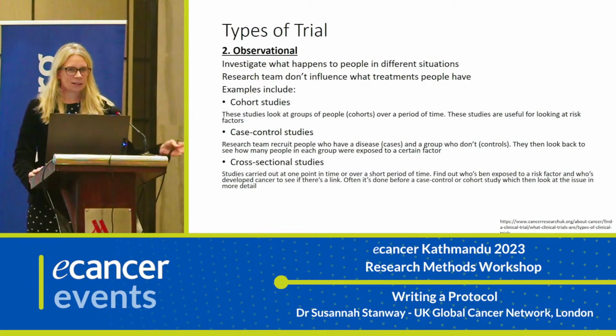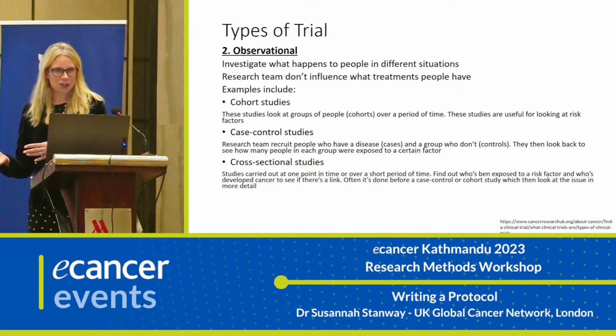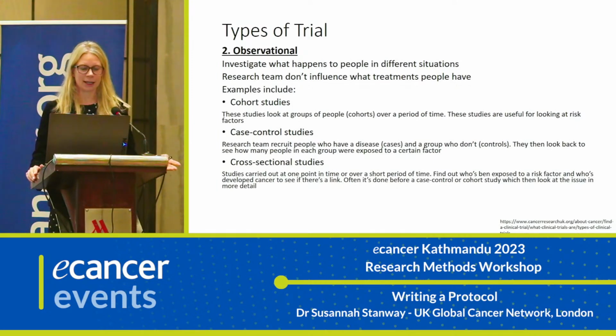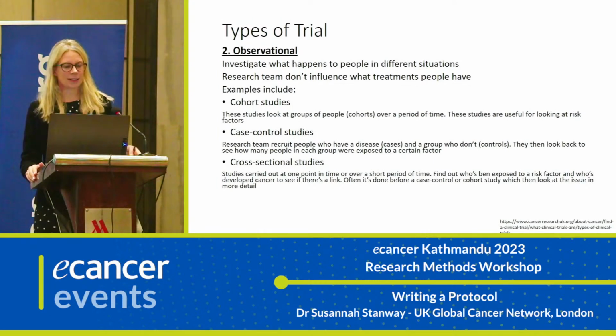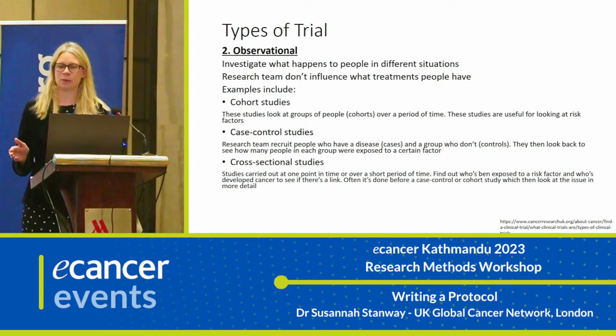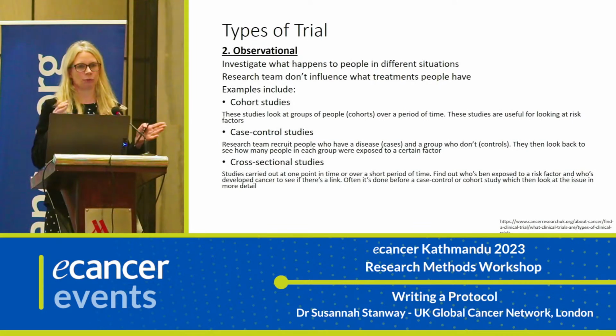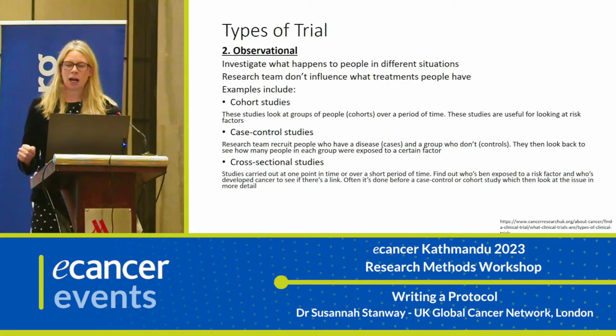And then, as well as those interventional studies, you can also have observational studies, which you might be writing a protocol for, which basically investigate what happens to people in different situations. So observational studies are where research teams don't influence what treatments people have. Examples of these involve studies like cohort studies, which look at different groups of people over time, quite useful for looking at risk factors for diseases like cancer.